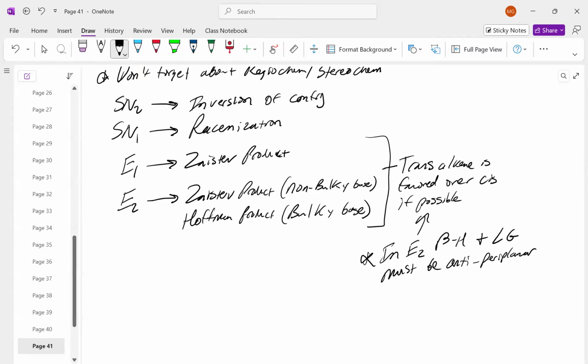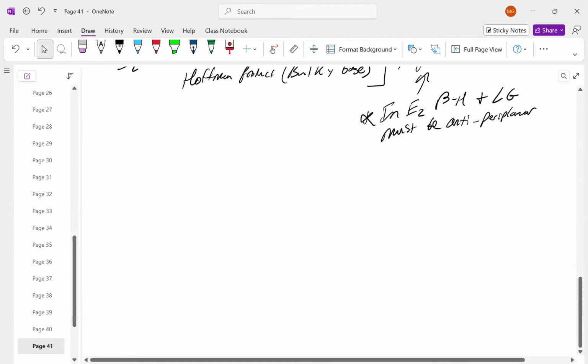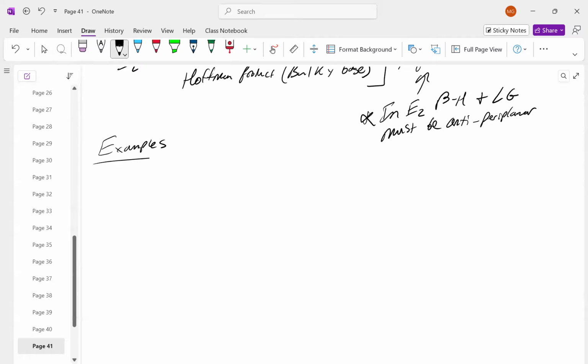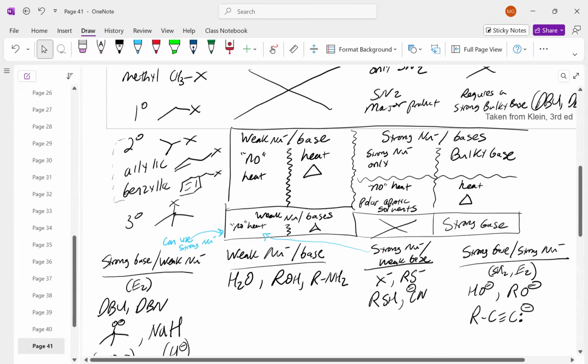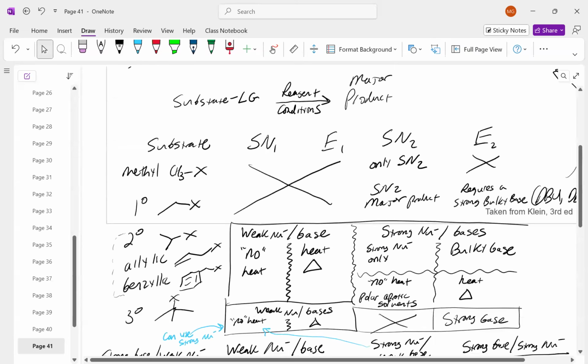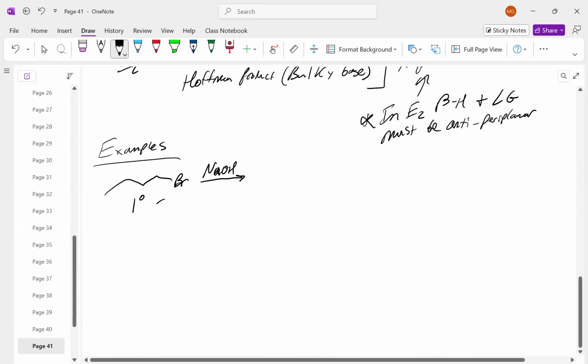Okay, so let's look at some examples. Okay, so how do we approach something like this? Well, first thing you're going to look at is the substrate. And what I mean by that is, is it methyl, primary, secondary, or tertiary? So this is primary. And let's go up to the table here. If something is primary, then I only have two options. It could either be SN2 or E2.